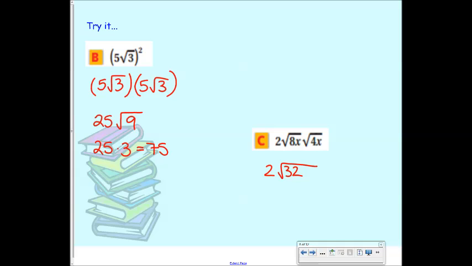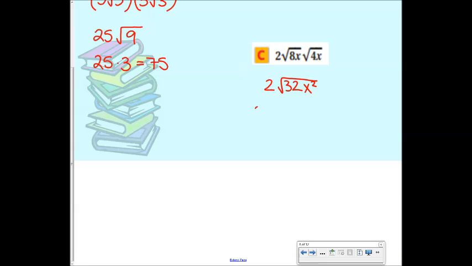16 and x squared. So my answer ends up being 2 is still on the outside. 16 becomes 4, x squared becomes x. And what's still in the house? 2 by itself. I can't break it down anymore, so that's done. And then what do I do with these? What's 2 times 4? So 8x root 2. All right, so that's my final answer for that one.